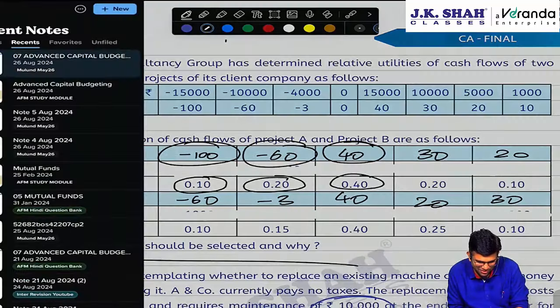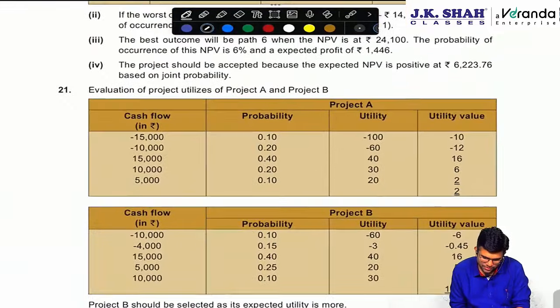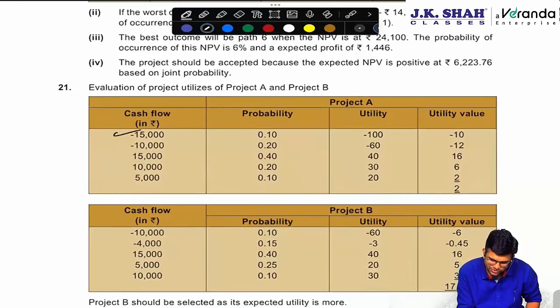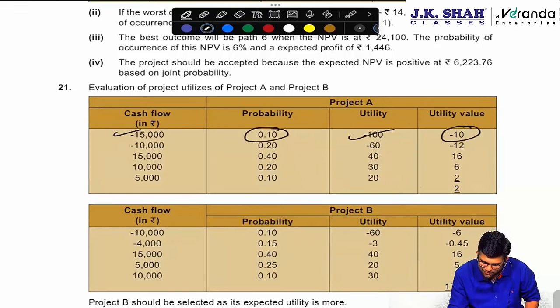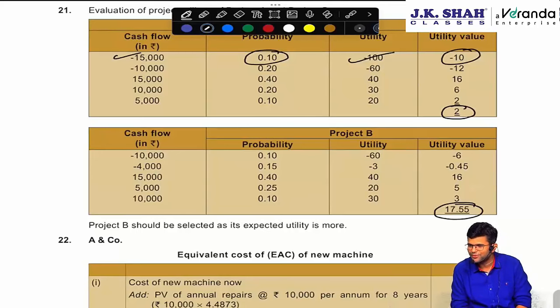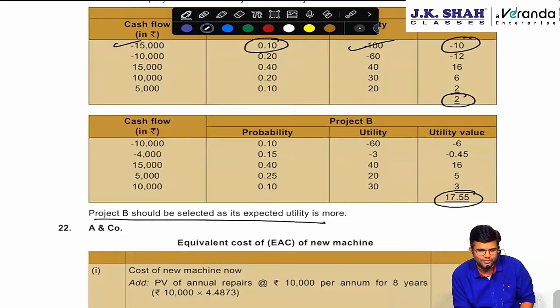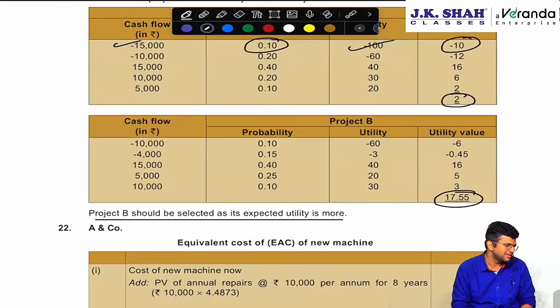So students, I am not interested in solving this. You can see it from here. Okay. 15,000 negative utility multiplied by probability, average utility, total average summation px comes to 2. Look at project B. There are 17 units of happiness that you are getting. Therefore, we should go for project B since its utility is higher.